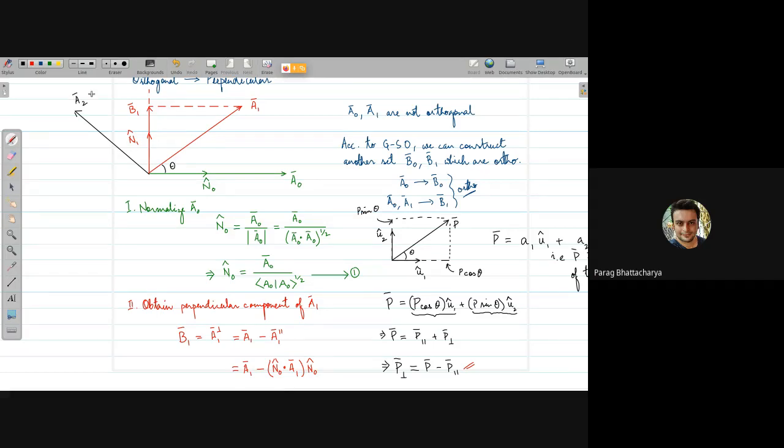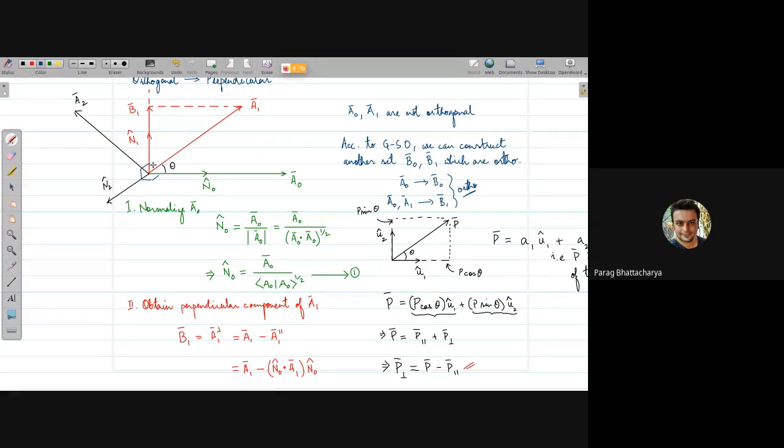Then how do we obtain a vector from a2? We want to obtain a normalized vector like this, which we call n2 cap. This normalized vector should be perpendicular to both n1 as well as n0. Then n0, n1 and n2 will form an orthonormal set. So how do you get this n2 from a2? Very simple. Just generalize this.